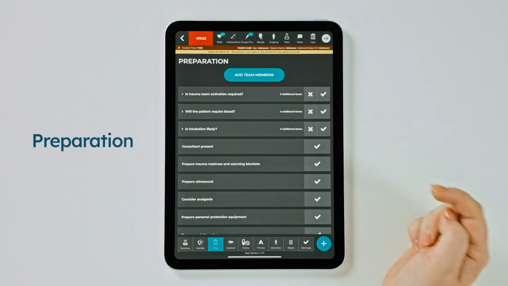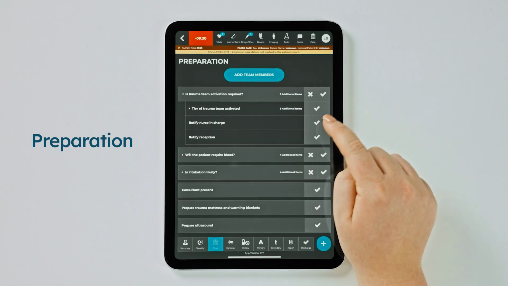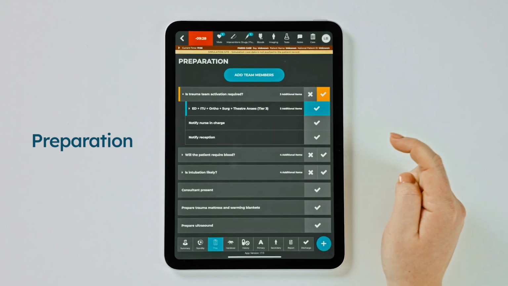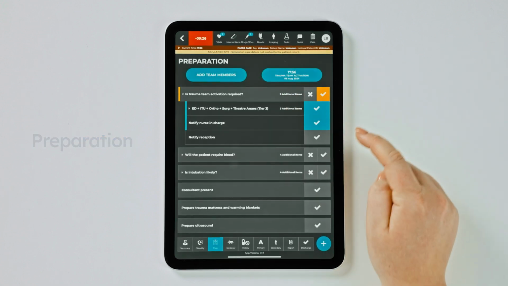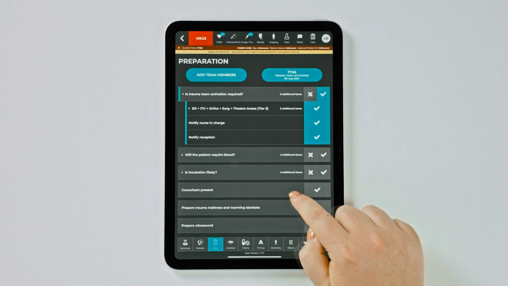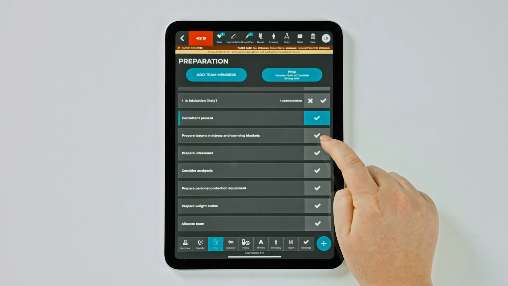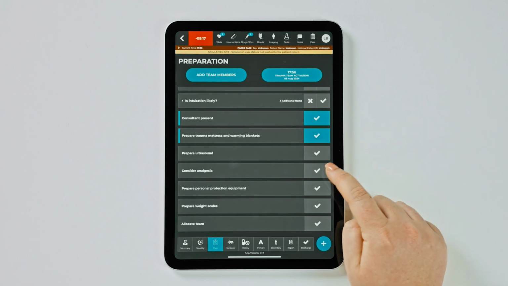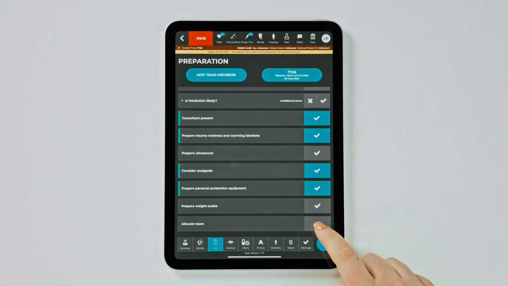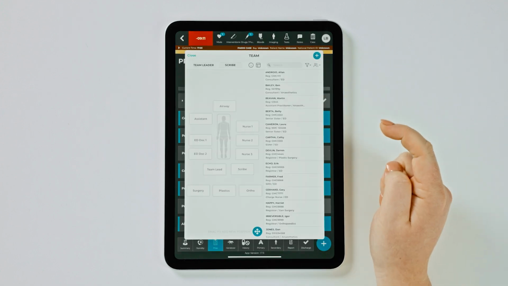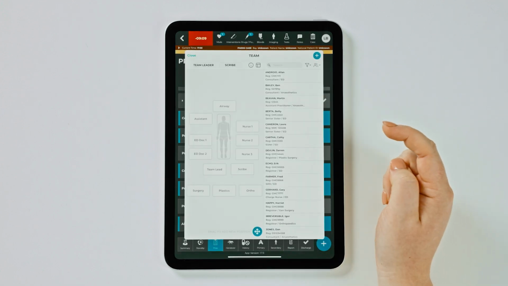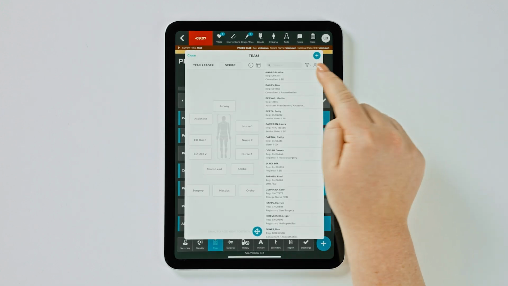Moving on to the preparation screen, the ED department decide to activate the full major trauma team. The nurse in charge is notified along with reception and the consultant is present. The team begin to prepare the resus bay by preparing the trauma mattress and other equipment they anticipate to need. As the major trauma team arrives, the following members of the trauma team arrive into the resus.